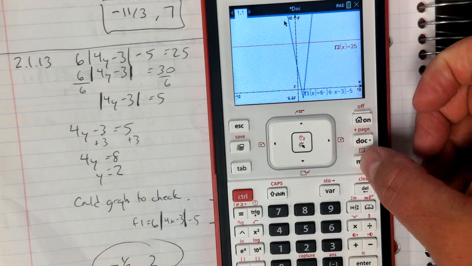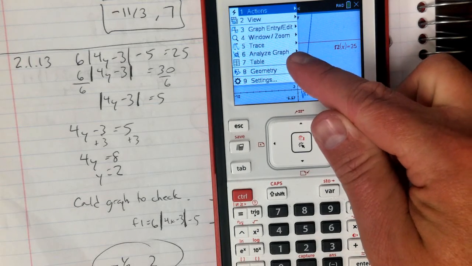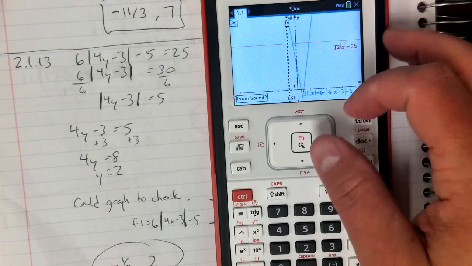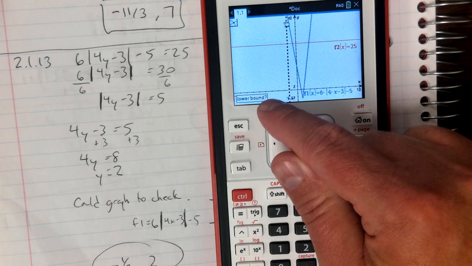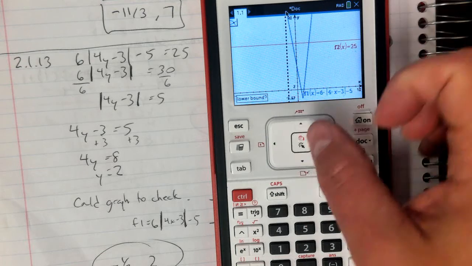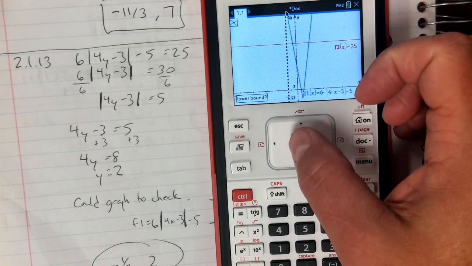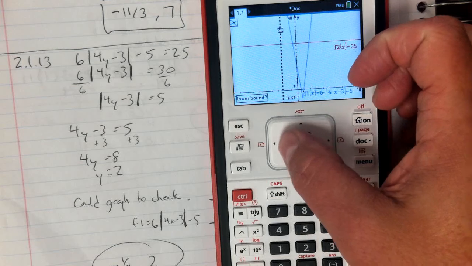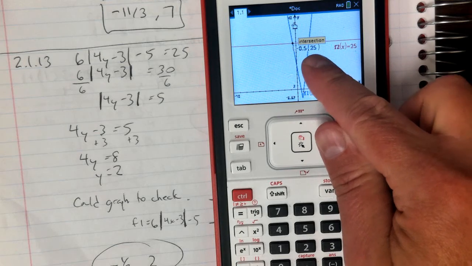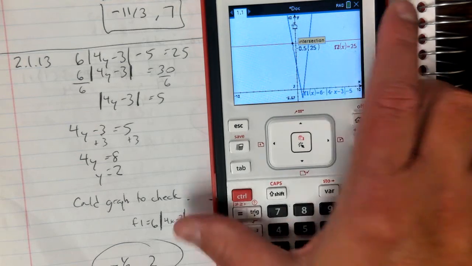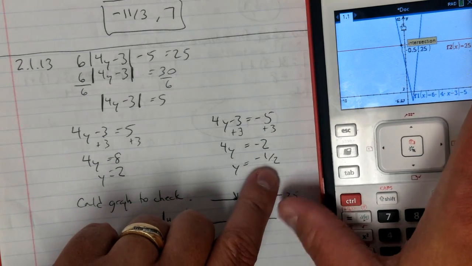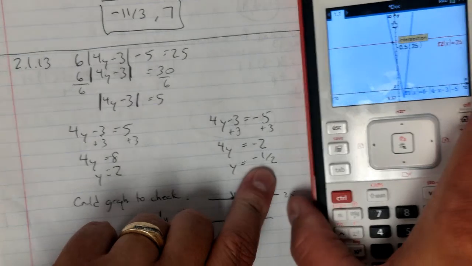But if you want to, you can go Menu, Analyze Graph, which is number 6, Intersection, which is number 4. That means where does it cross? And then it says Lower Bound. So we need to be on the left side, push Enter. And now it says upper bound, push enter, and you see negative 0.5, which is what I ended up getting when I did it by hand. Negative 1/2 is the same as negative 0.5.